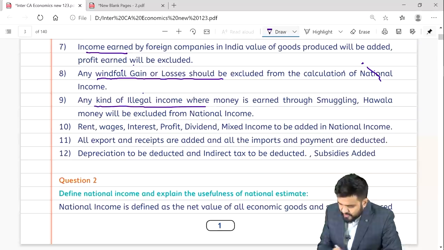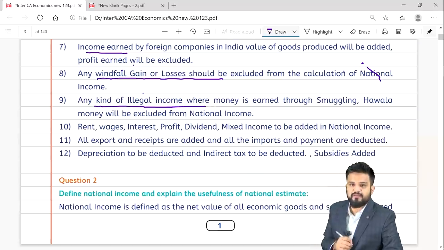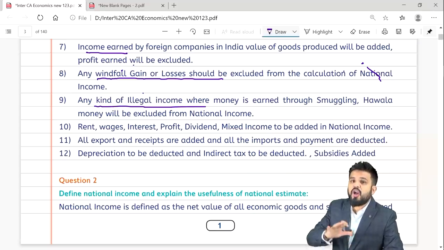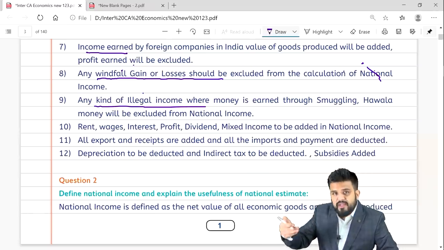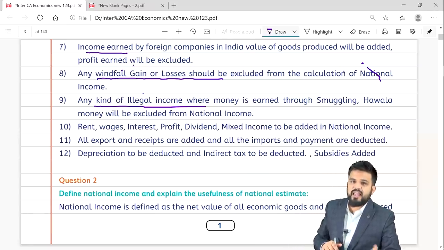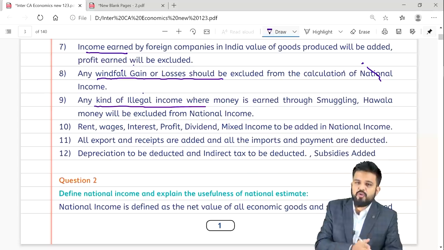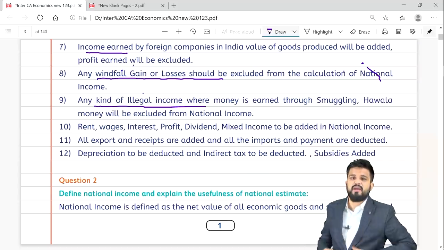Then any kind of illegal income where money is earned through smuggling, hawala transactions, black marketing, all wrong activities. So by performing wrong activities, money is earned. In any which way, law is not going to permit, and the person cannot disclose such income. And such income, even though goods are produced, even though services are produced, since it is illegal, won't be a part of GDP, won't be a part of national income.